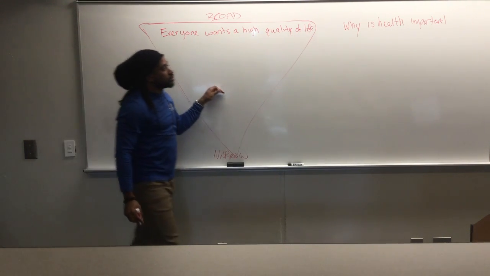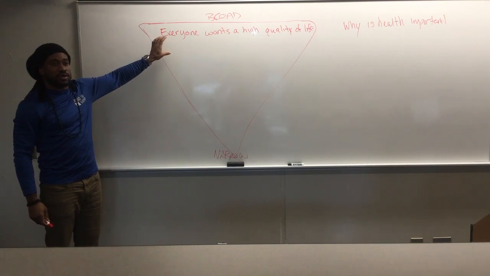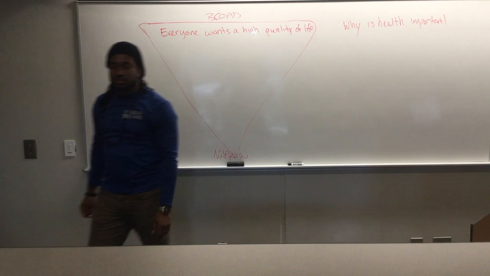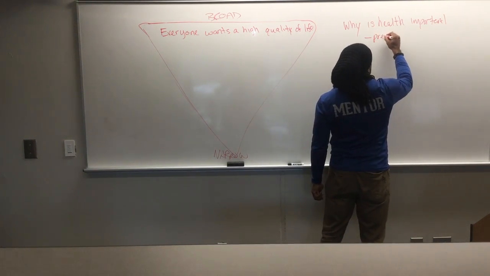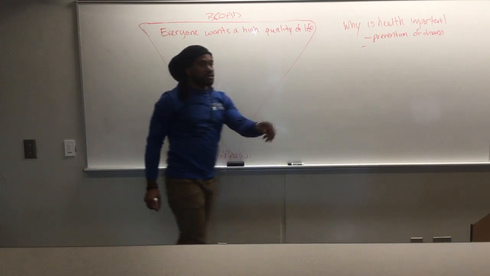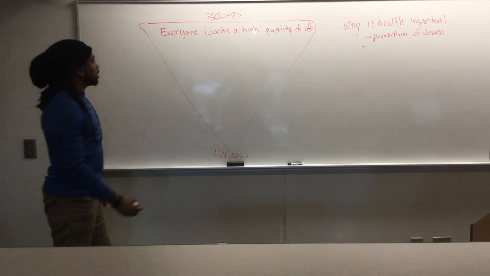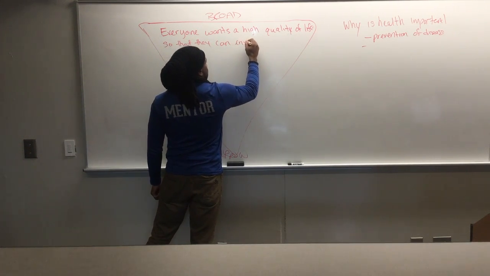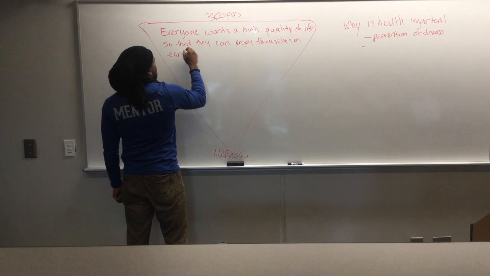Now, what's a little more narrow is going to bring us to why health is important. So we want a high quality of life, right? What's going to be more narrow to bring us down to this? Prevention of disease. Prevention of disease, that's narrow, right? Those are the exact reasons. That's still narrow. Maybe to live more. Everybody wants a high quality of life, right? Why? So that they can enjoy themselves on earth and live long.